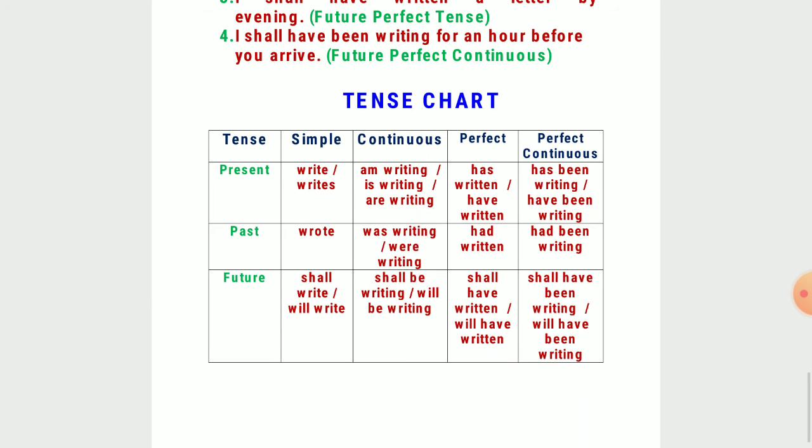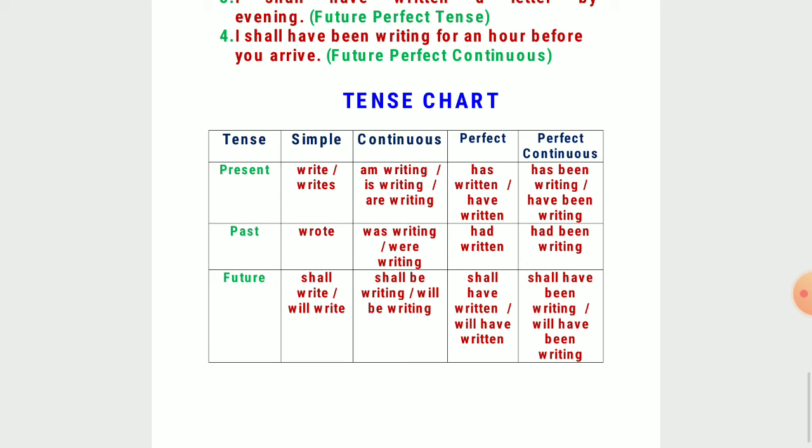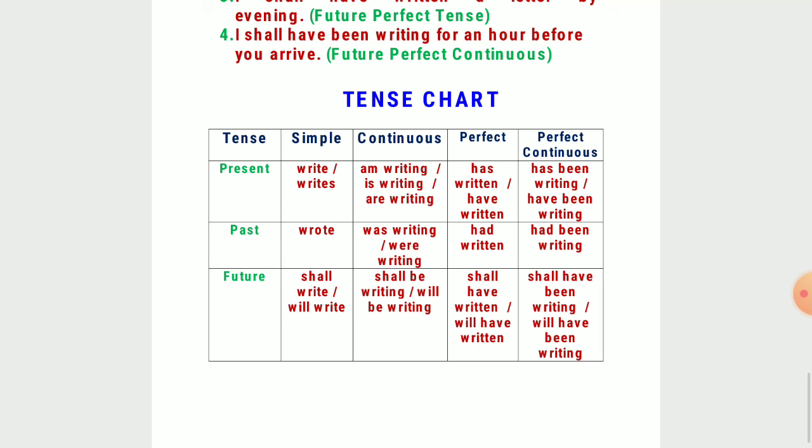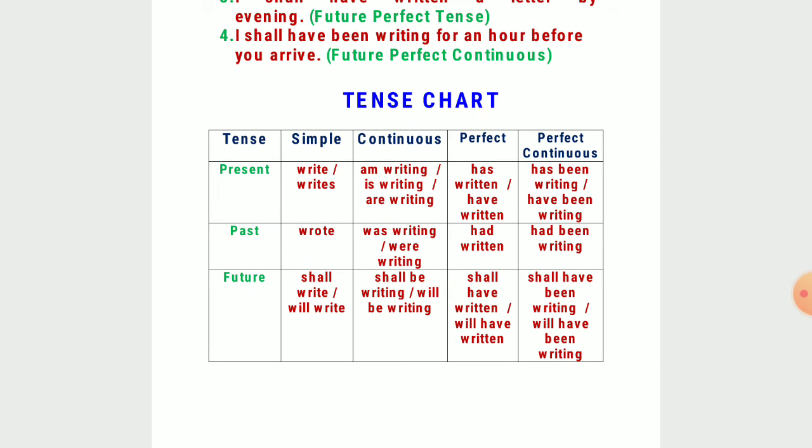In the first column it is written tense. In the second column it is written simple. Second one continuous, third one perfect, fourth one perfect continuous. Now in respect to present, past and future, some examples have been given. Okay, so let us come to the present part. If this chart is clear to you, then the entire thing is very much clear to you. So don't forget this chart at all.